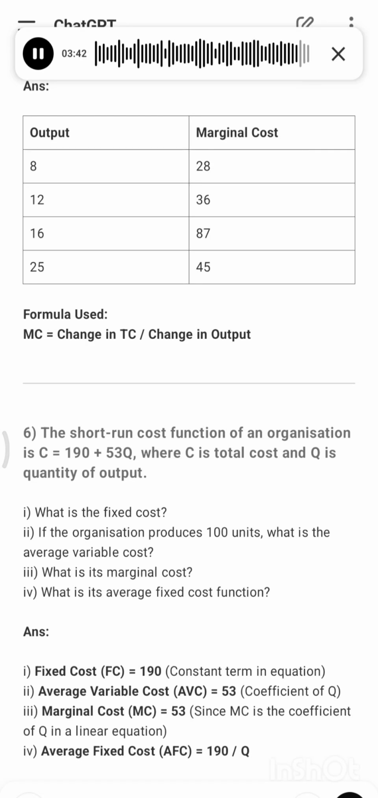Fixed cost, FC, equals 190, the constant term in the equation. Average variable cost, AVC, equals 53, the coefficient of Q. Marginal cost, MC, equals 53, since MC is the coefficient of Q in a linear equation. Average fixed cost equals 190 over Q.